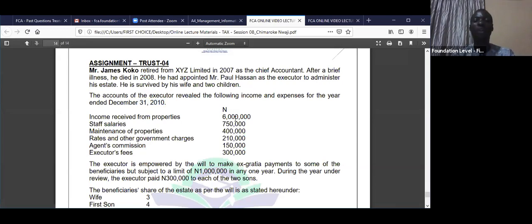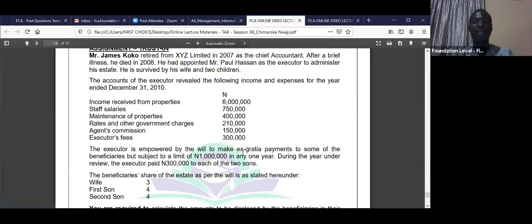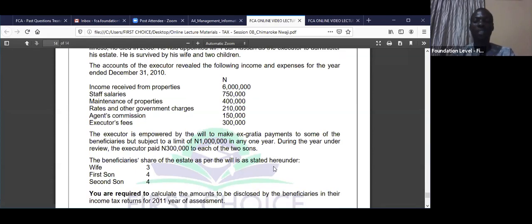Then look at all these, check which one is income, then check which of these are accessible profits and allowable expenses. Check them here. Then check if there is any annuitant. Then check if there is any discretionary payment. Then distribute the profit according to how the profit should be shared. I want you to do that as an assignment and submit to me before the next task class. So this is your assignment.